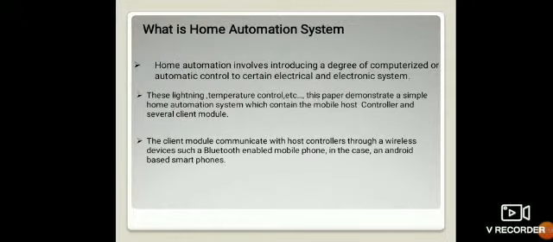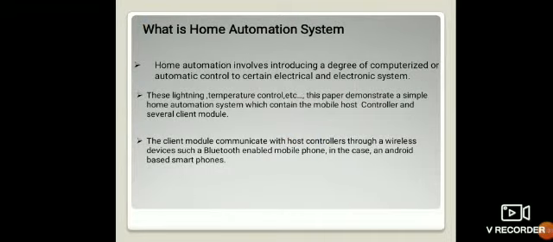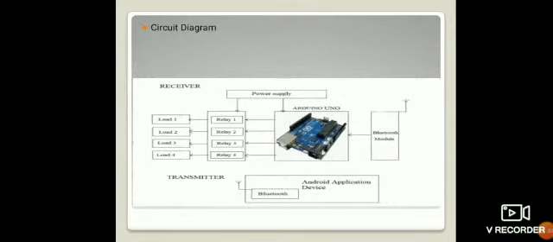Now, what is the home automation system? Home automation involves introducing a degree of computerized or automatic control to a certain electrical or electronic system. So let's see the circuit diagram of a home automation system. As we see in the circuit diagram, there is the Bluetooth module, Arduino, relay 1, relay 2, relay 3, relay 4, and a power supply.